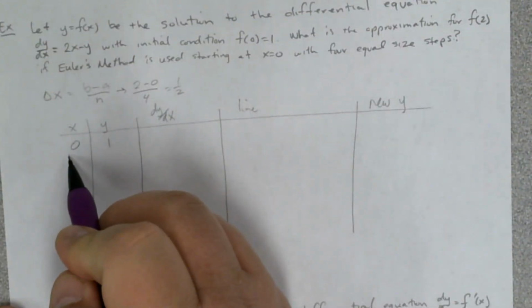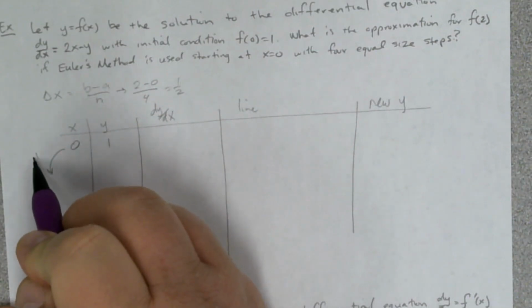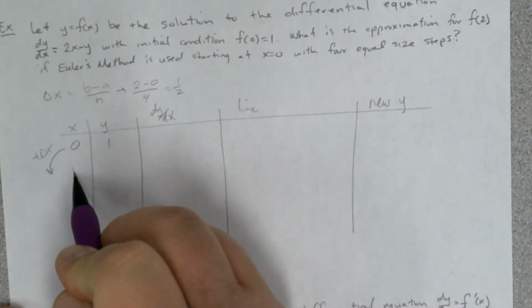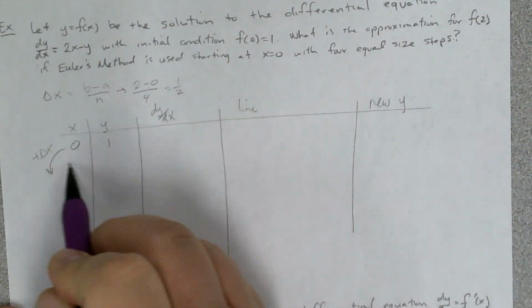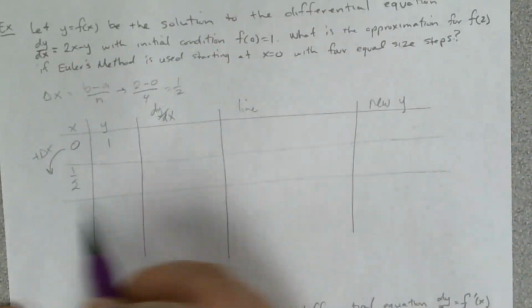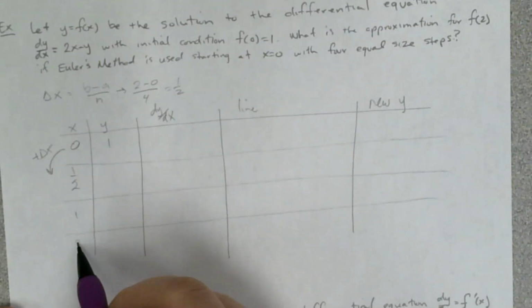So what I would do is just come down here and make a new column. This is where you're going to add the change of x. So this is going to be 0 plus 1/2. This will be 1/2 as our new x. And then we're going to add another 1/2. So the next one down would be 1. And then the next one down would be 3/2.